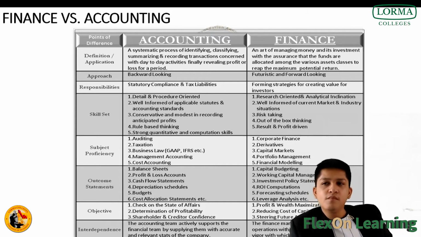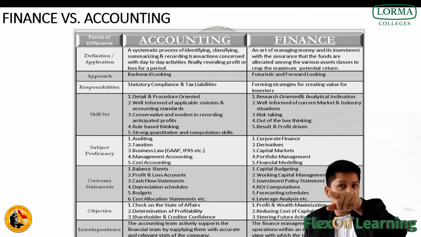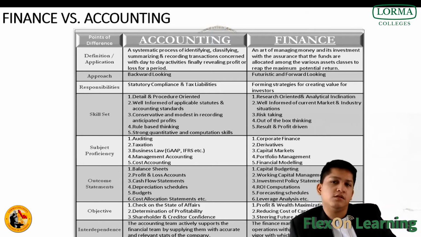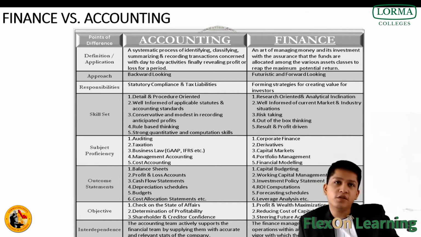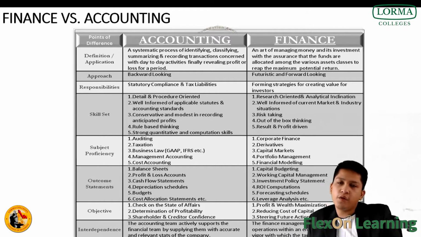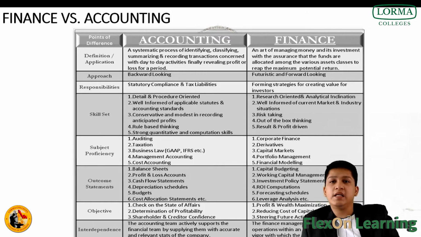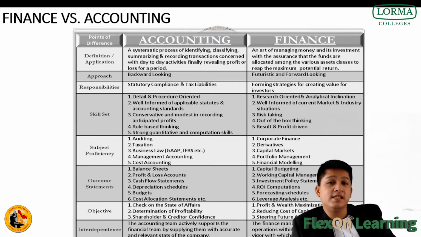For the outcome statements, accounting does the balance sheet, profit and loss accounts or income statement, cash flow statements, depreciation schedules, budgets, and cost allocation statements. While for finance, they do capital budgeting, working capital management, the investment policy statement, ROI computations, forecasting schedules, leverage analysis, and so on.